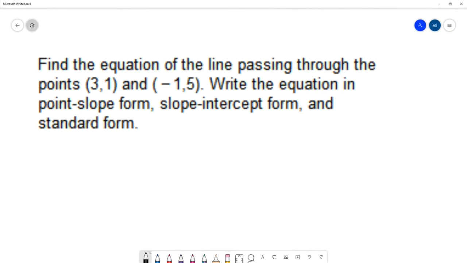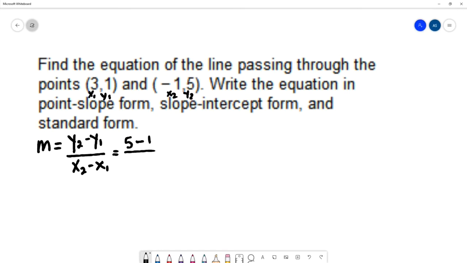So we're given 2 points on this line, so the first thing we're going to do is find the slope of the line. We do have a formula for calculating slope using 2 points on the line, and that's m equals y2 minus y1 over x2 minus x1. So we'll label one of our points as x1, y1, label the other point as x2, y2, and substitute into the formula. The y2 is 5, minus y1 is 1, over x2, negative 1, minus x1, 3.